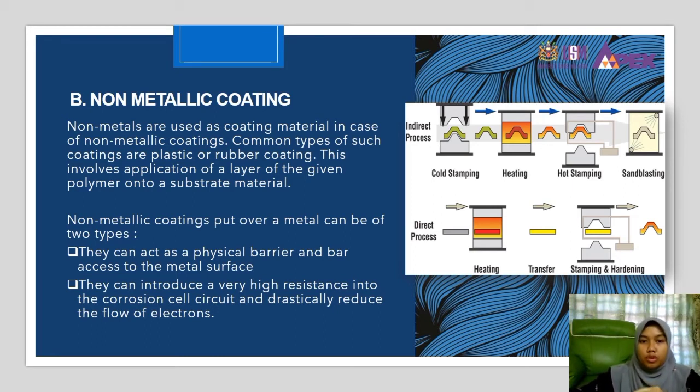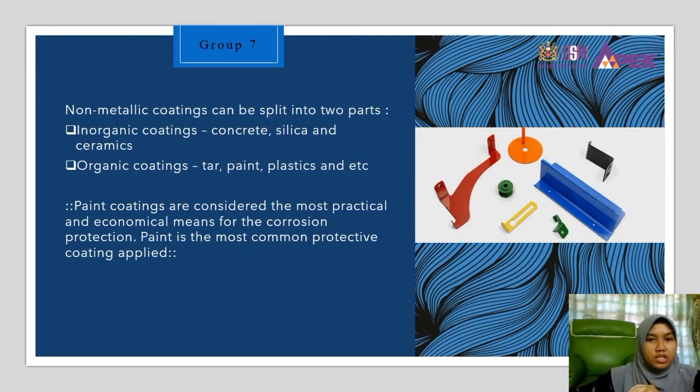Non-metallic coating put over a metal can be of two types. First, they can act as a physical barrier and bar access to the metal surface. And second, they can introduce a very high resistance into the corrosion circuit and drastically reduce the flow of electrons. Non-metallic coating can be split into two parts, which is inorganic coating, for example concrete, silica, and ceramic, and second is organic coating, which is tar, paint, plastic, and others. Paint coating is considered the most practical and economical means for corrosion protection. Paint is the most common protective coating applied.